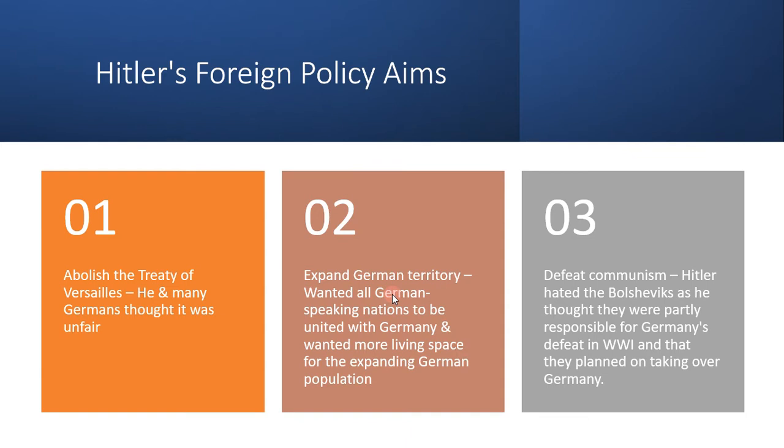Number three, defeat communism. Hitler hated the Bolsheviks as he thought they were partly responsible for Germany's defeat in World War One. Not really, but it did cause Germany to be tired in World War One because it was basically battling a two-front war for probably the first half of the war. And he thought that the Bolsheviks planned to take over Germany, so he obviously hated them.